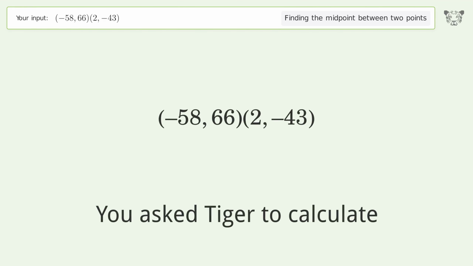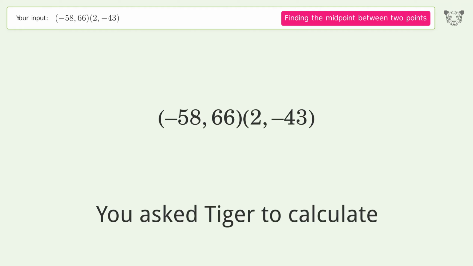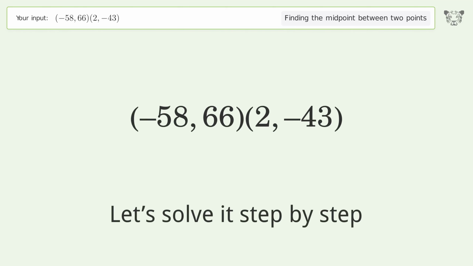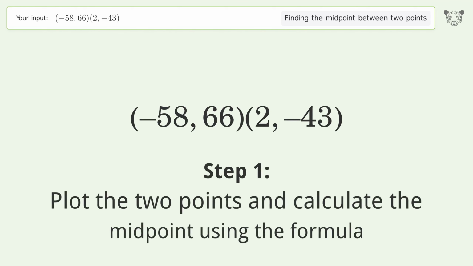You ask Tiger to calculate. This deals with finding the midpoint between 2 points. The midpoint between the 2 points is negative 28, 11.5. Let's solve it step by step. Plot the 2 points and calculate the midpoint using the formula.